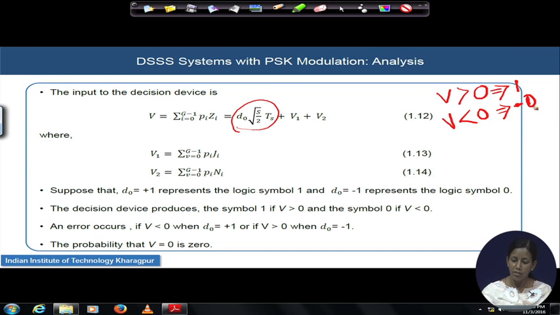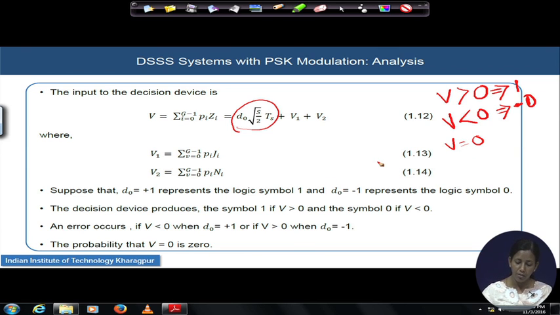So, if this is the situation, then there is no chance that V can be exactly equal to 0. So, the V value will be either greater than 0 or less than 0, because we have modeled the transmitted signal as either plus 1 or minus 1. So, the probability of getting V equal to 0 is no chance.